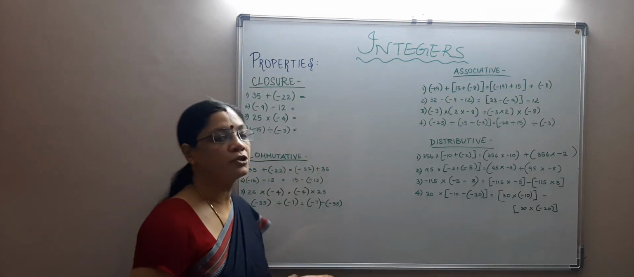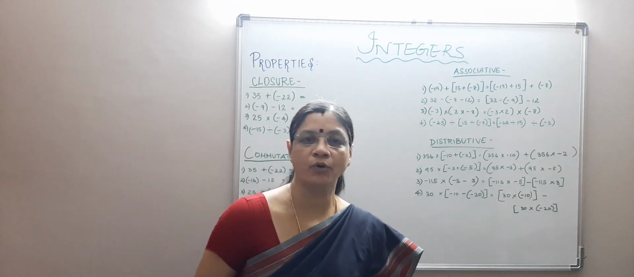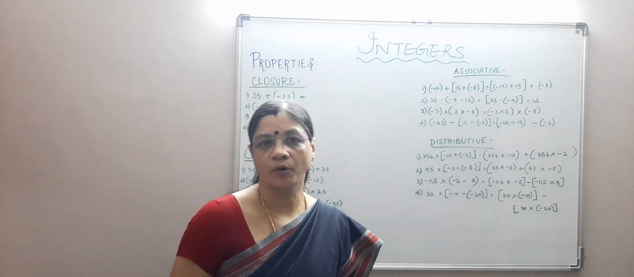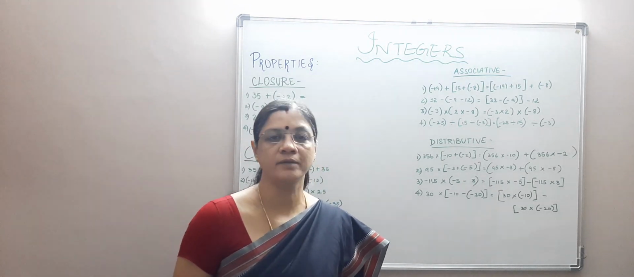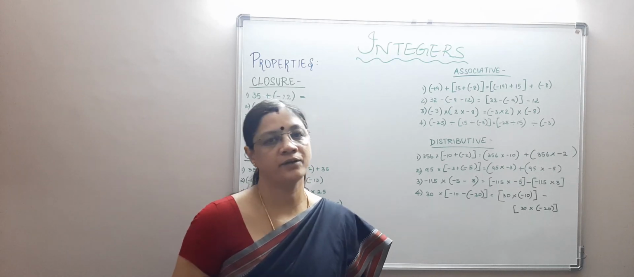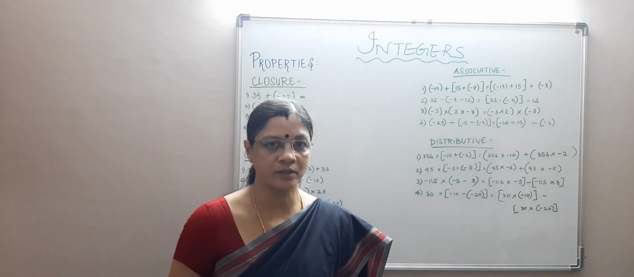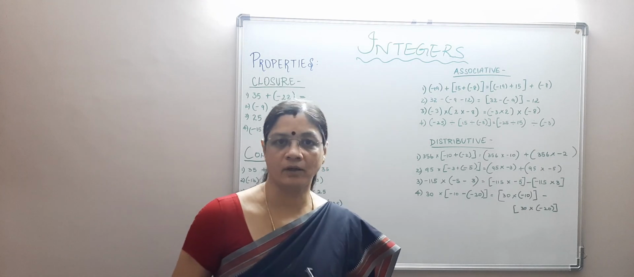Now first is the closure property. For closure property, what we need to do is perform the operations and see the result. If the result is in the integer set, then we say that integers are closed for that particular operation.